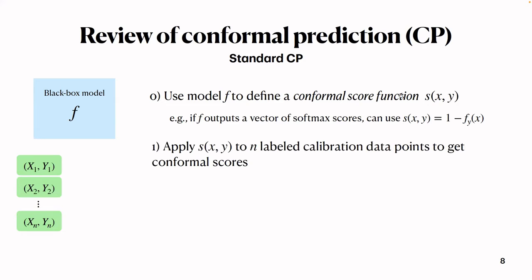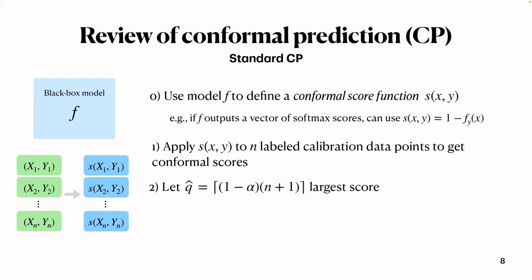So then to run conformal, we need access to a labeled calibration data set, which is shown there in green. And we're going to apply the score function to these labeled calibration data points to get scores. And then we're going to sort these scores and take the 1 minus alpha, or the finite sample adjusted 1 minus alpha quantile of these scores. And we denote that Q hat.